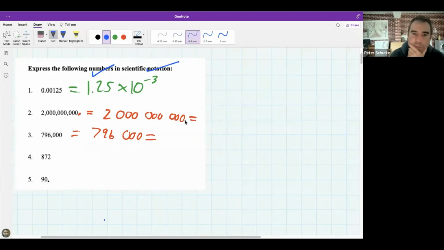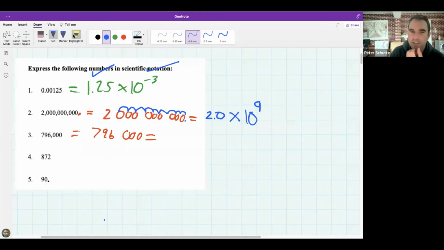Now, in this one, the decimal point is over here. So we go 1, 2, 3, oh, 4, 5, 6, 7, 8, 9. So I get 2.0 or 2 times 10. And because it's a big number, I'm not going to have a negative power. I have a positive power. So that's the big difference. I really want to emphasize that. Small numbers have negative powers. Big numbers have positive powers.